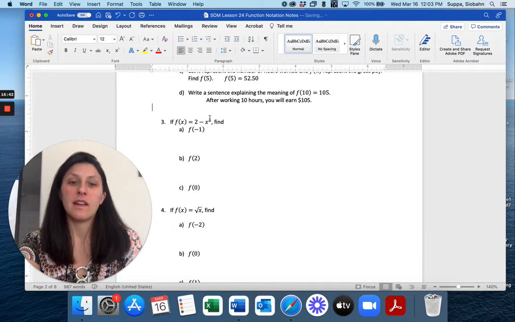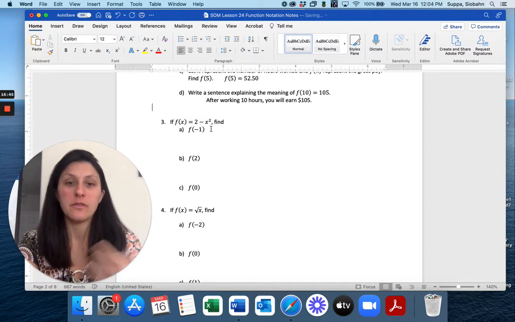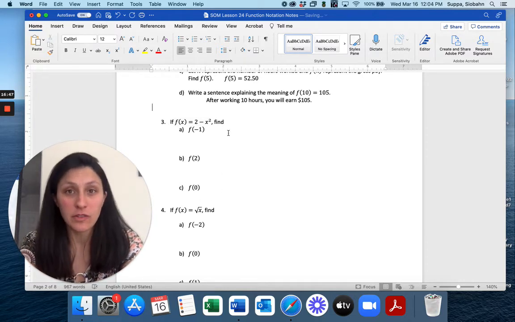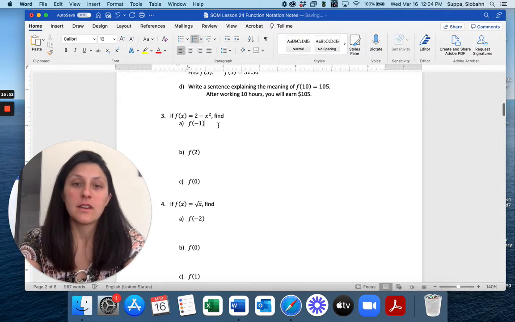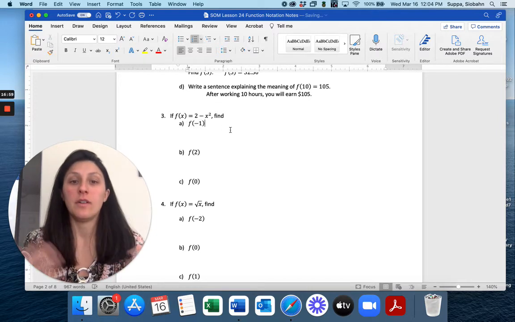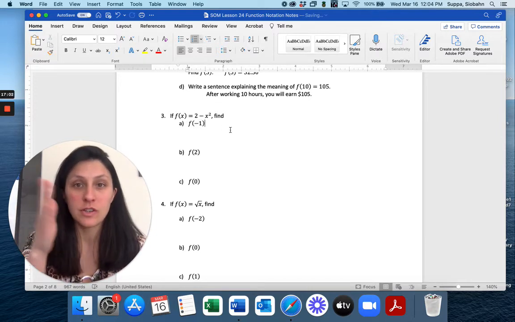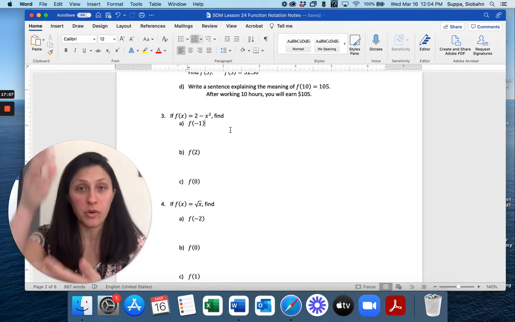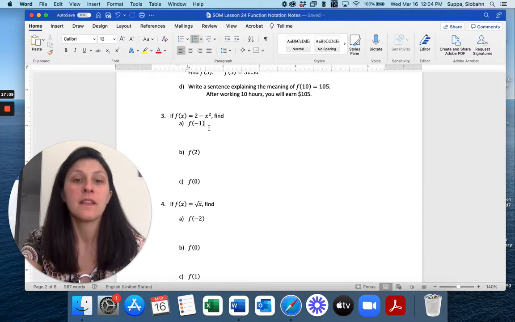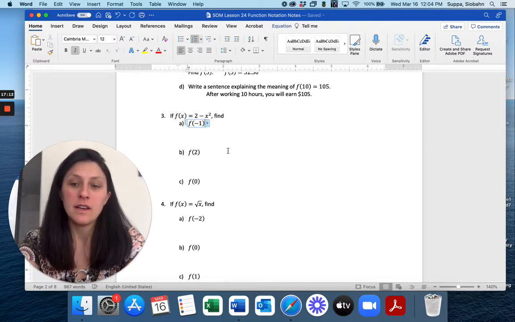So I wanted to show you how to do this algebraically. How do you work with function notation if you're not given a graph or a table like this? What do you do? So here's this function, f of x equals 2 minus x squared, and you're asked to find f of negative 1. Now, if you had a graph given to you, you could just go find the point where x is negative 1 and go up or down, look for the point on the function, and then tell me the y value. Because you don't have that in this case, what you're going to do instead is plug in this x value for x into the function here.